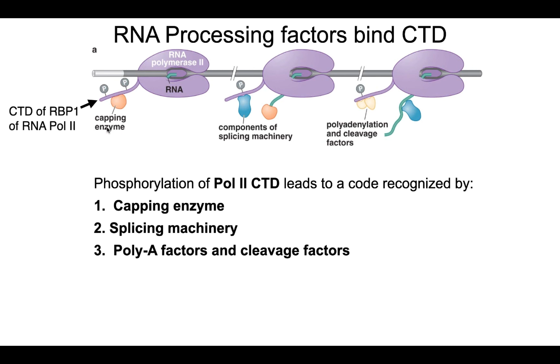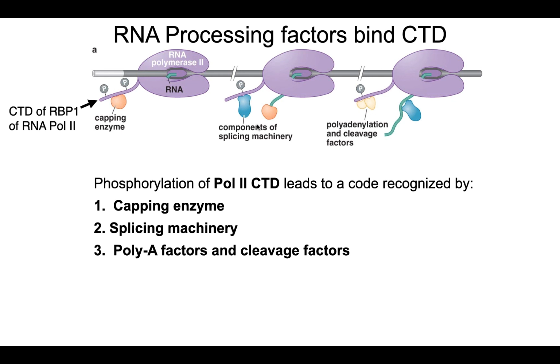Now we're going to talk about this in the next lecture, but what this does is add a G-cap to the 5' end of the emerging messenger RNA. And then we get another pattern here. After this has been completed, more kinases and phosphatases come in and change the phosphorylation pattern, and that attracts the various components of the splicing machinery that sit and wait for introns to be made, and then splice them out and splice the exons together.